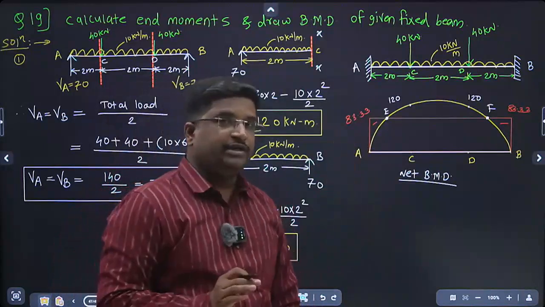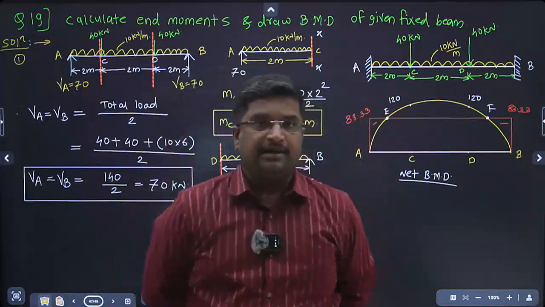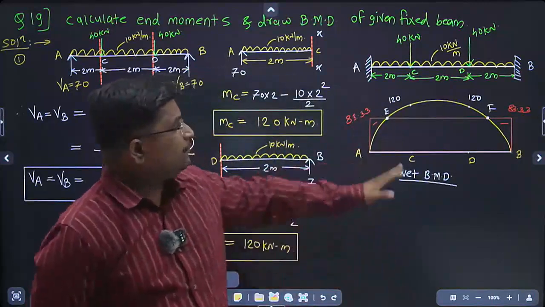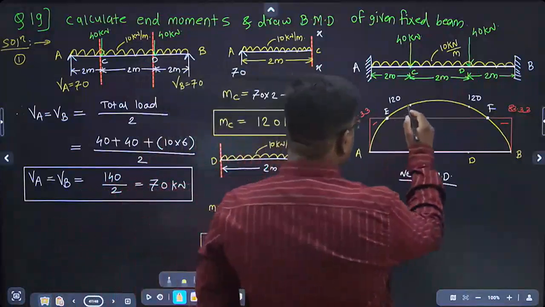So tell me what is the value of net bending moment at C. Net bending moment at C ची काय व्हॅल्यू असेल या डायग्राम म्हणून मला सांगा तुम्ही. Yes, what will be the value of net bending moment at C?